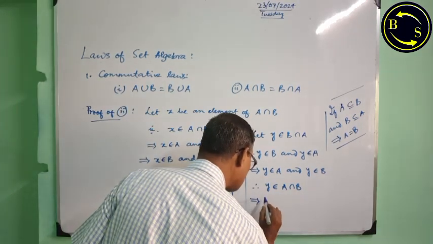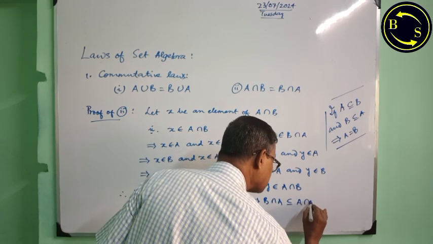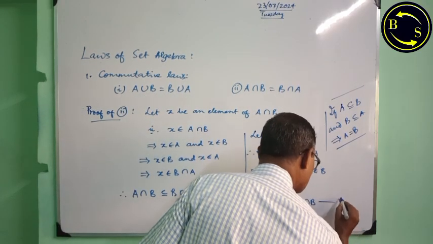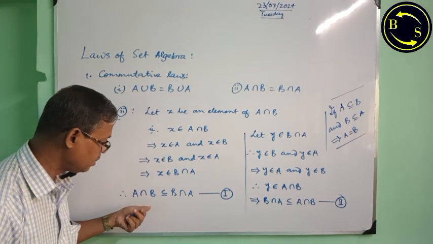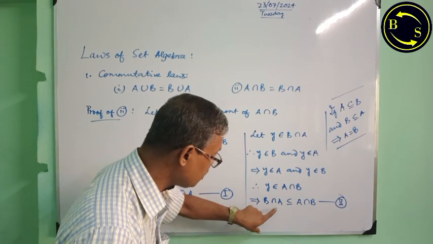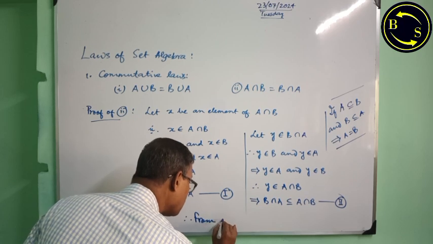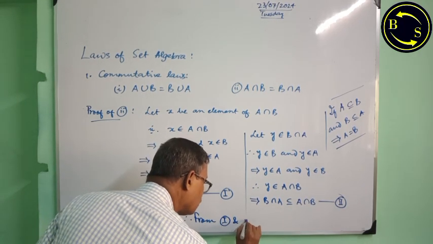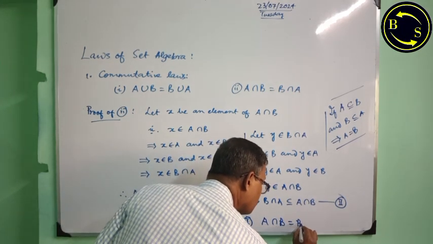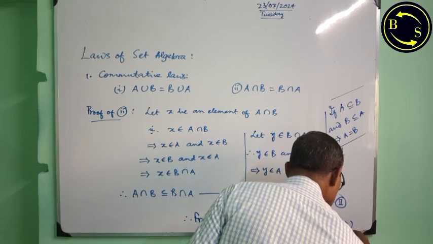Therefore, B intersection A is subset of A intersection B. We call that number 2. What we find in the first case, say P is subset of Q, and in the second case Q is subset of P. Therefore, from 1 and 2, A intersection B equal to B intersection A. Proved.